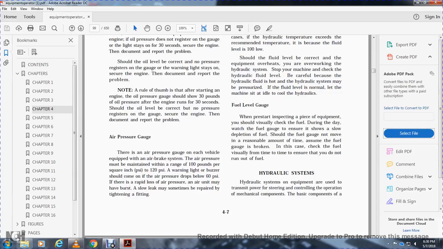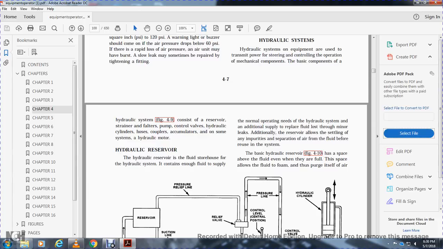Hydraulic systems are on equipment that transmits power to steering and to the control of the operation of mechanical components. The basic components of the hydraulic system consist of the reservoir, strainers, pumps, control valves, hydraulic cylinders, hoses, couplers, accumulators, and hydraulic motors.